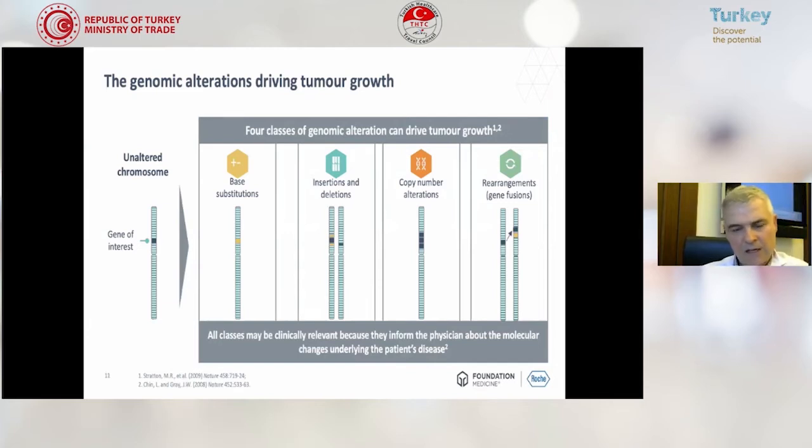So how do we test? How do we test all these mutations? We have different types of mutations, so we have to test all these mutations. For example, one is base substitution, the other is insertion and deletion mutations, one is copy number alterations, and the other is rearrangement or gene fusions.